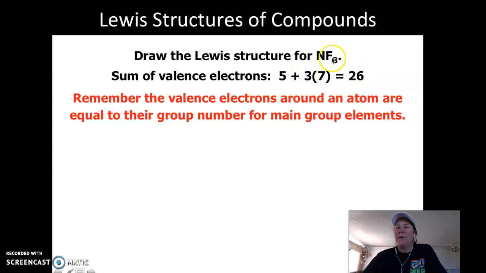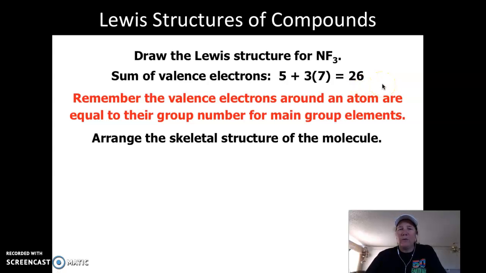Now, the other thing we look at, we have nitrogen and fluorine, so there's 4 atoms altogether, 1 nitrogen, 3 fluorine. They all need 8. So 8 times 4 is 32. Okay? So if I take 32 minus 26, that's 6. That means they have to share 6 electrons. That's 3 bonds. Okay?